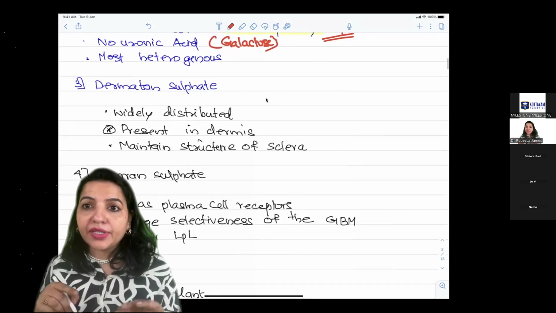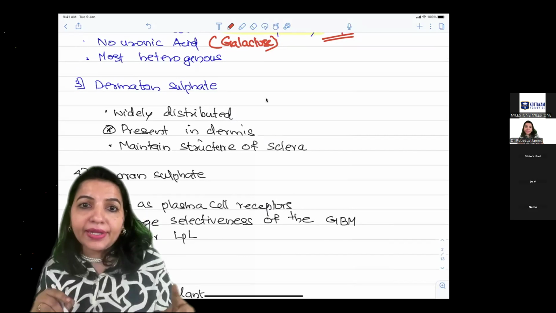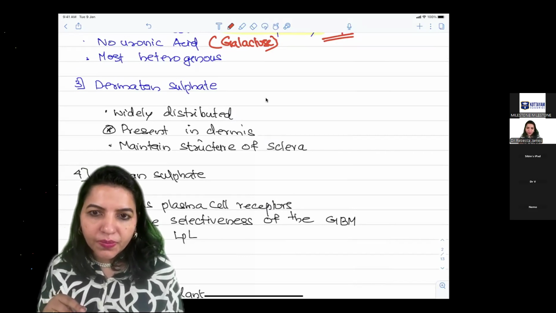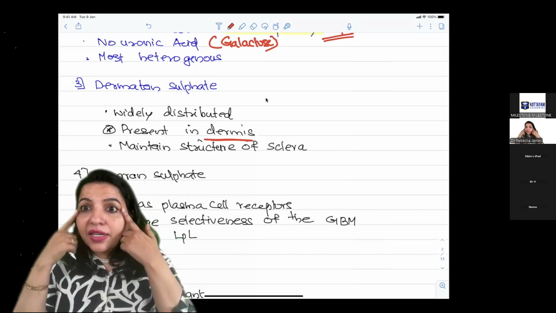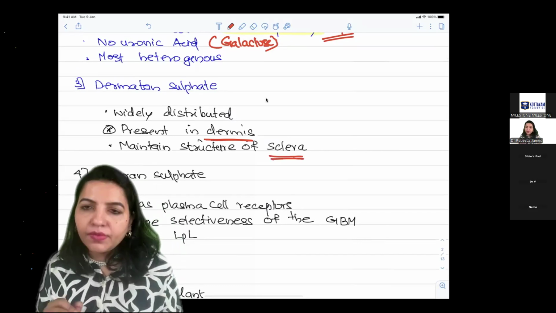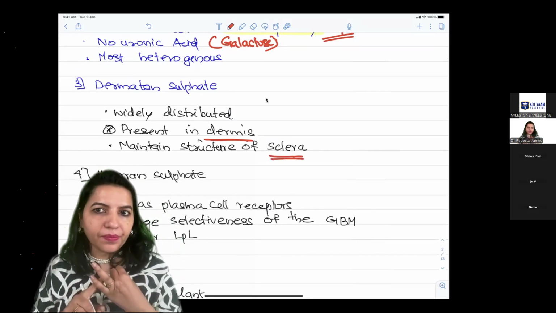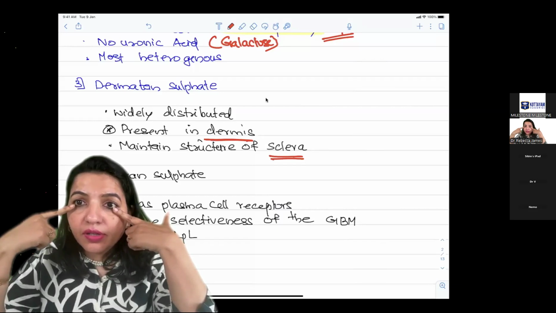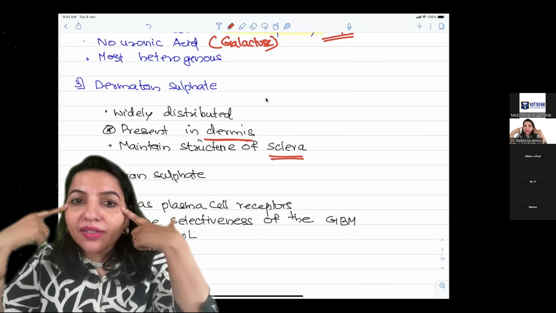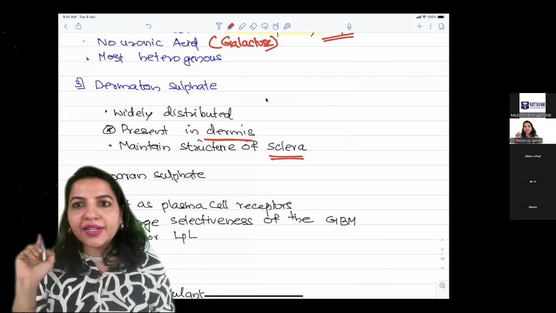Now going to dermatan. That name tells you where it is present. Skin, yes. So dermatan is in the dermis, plus the white of the eyes, that is the sclera. It is present in the sclera and dermis. That is dermatan sulfate. Cornea, which glycosaminoglycan? Kerata. Sclera, dermata. Sclera, dermata. The other one is kerata.